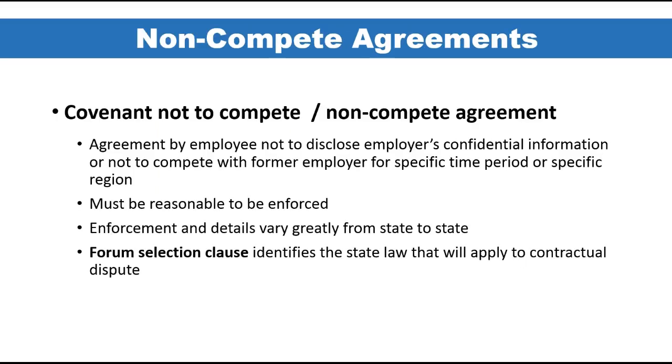And where this might manifest itself, and there are many places this can manifest itself, is in the area of non-compete agreements. It's also called the covenant not to compete. And this is an agreement by the employee not to disclose employer confidential information or not to compete with the former employer for a specific time period or a specific region. And it must be reasonable to be enforced. So, for example, it would be an imbalance for the employer to insist that the employee cannot compete with the employer for 10, 20 years or something like that, because that would prevent the employee from perhaps finding a reasonable job, right? Or to be able to support themselves economically.